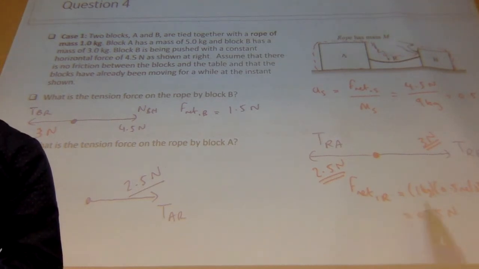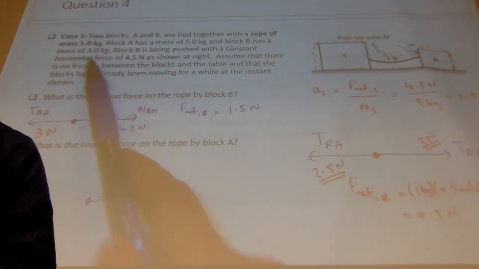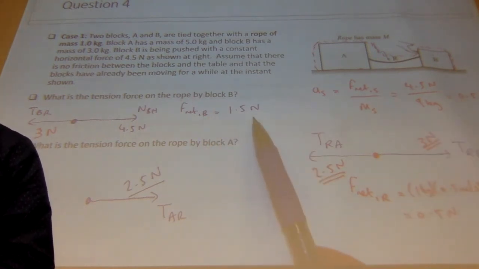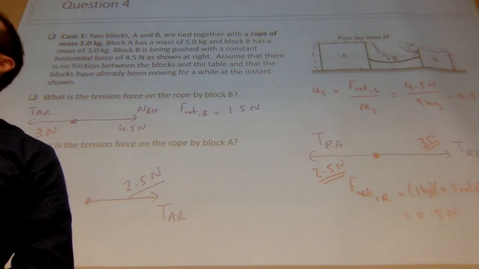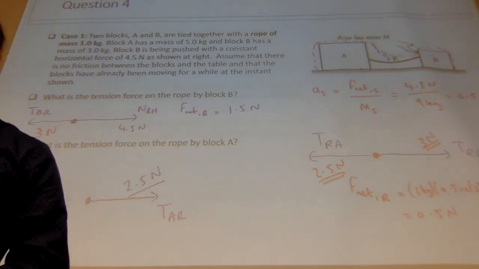Multiply the mass of B times the acceleration of B. So it's a 3 kilogram block accelerating at 0.5 meters per second squared. So 3 times 0.5 is 1.5. Right. Real quick, so the net force on B is 1.5. So to find the TBR, you just have to think what minus what will give you 1.5.